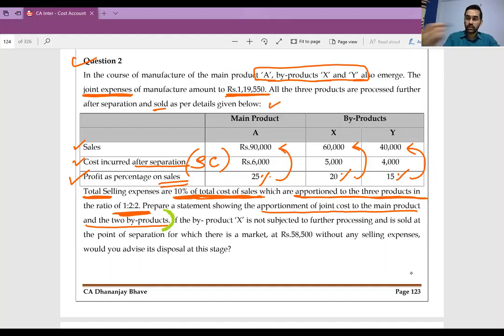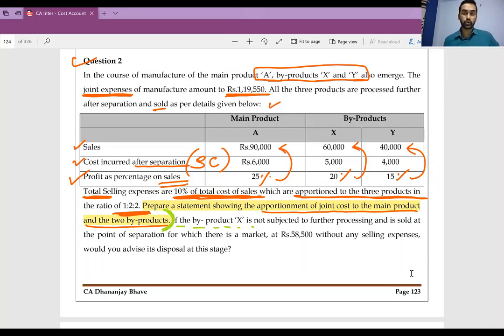Okay. There is one more question. If the byproduct, etc., I will discuss it little later. Let us first complete this. By the way, what is this question all about? I'm highlighting now. It says prepare a statement showing apportionment of joint cost to the main product and byproduct. They want you to apportion joint cost between A, X and Y.